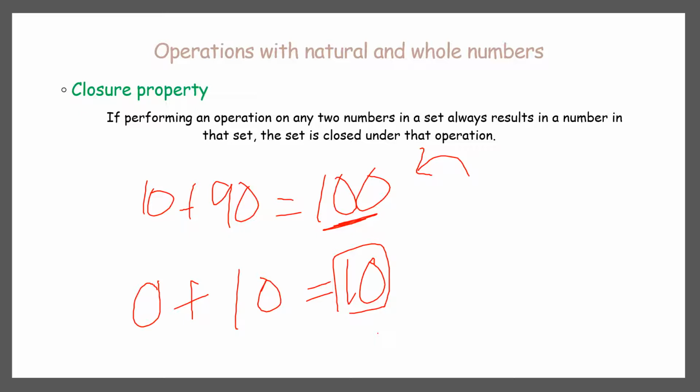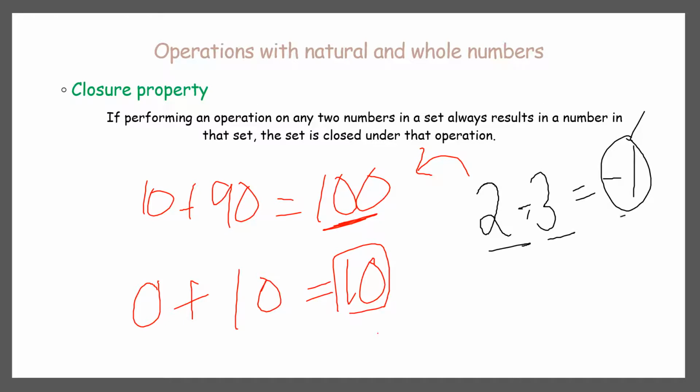But now let's see whether it also holds for subtraction. If I subtract two numbers, 2 minus 3, then what do we get? We get minus 1, which is not a natural number. 2 is a natural number, 3 is a natural number, but minus 1 is not a natural number. It is an integer. It means that the closure property doesn't hold for subtraction, because when we subtract two whole numbers or two natural numbers, it is not necessary that we always get a natural number or whole number in the result. So the closure property holds for addition, but it doesn't hold for subtraction.